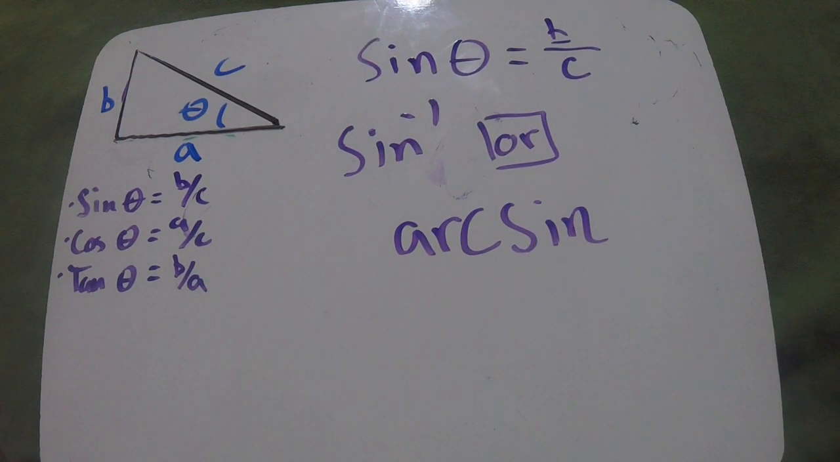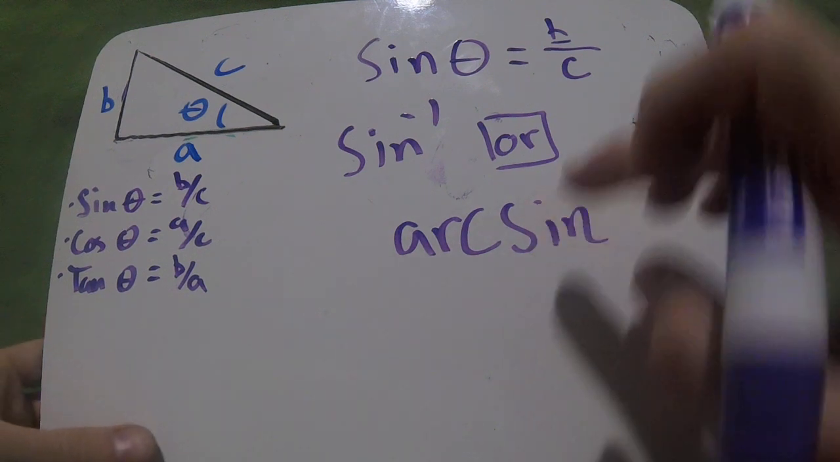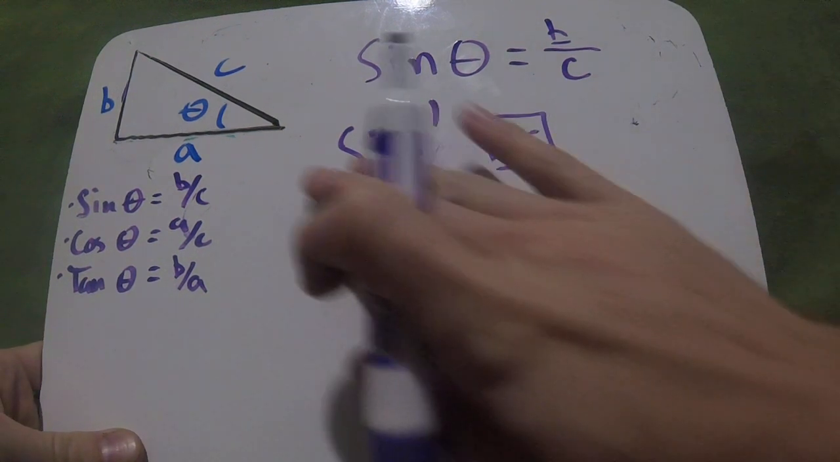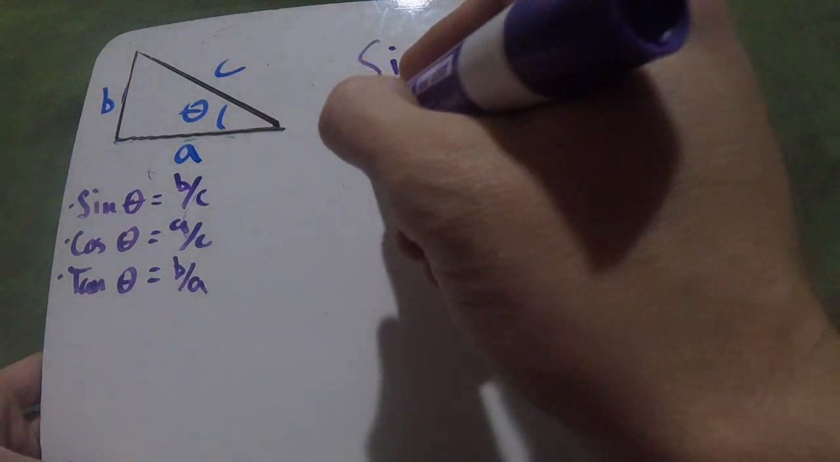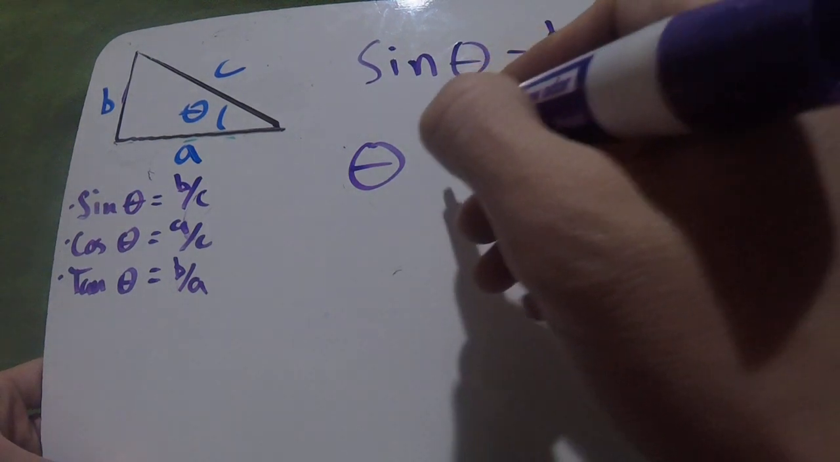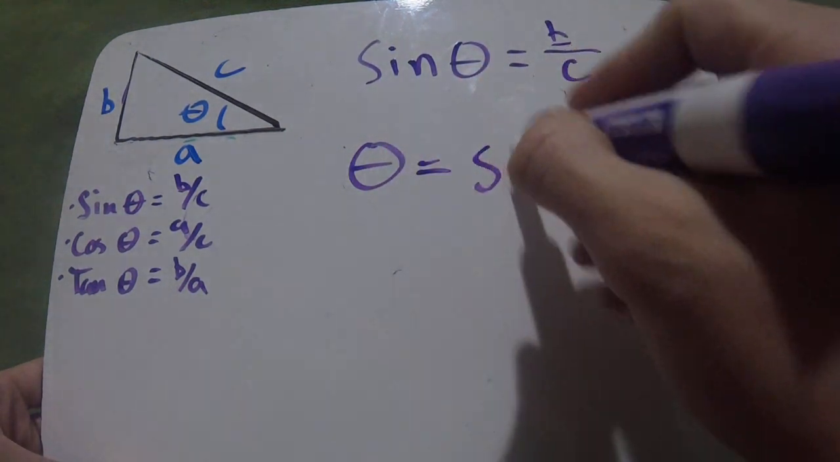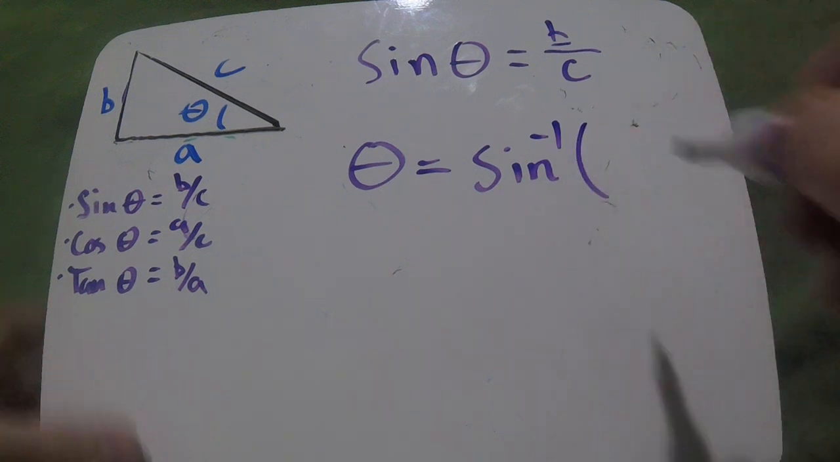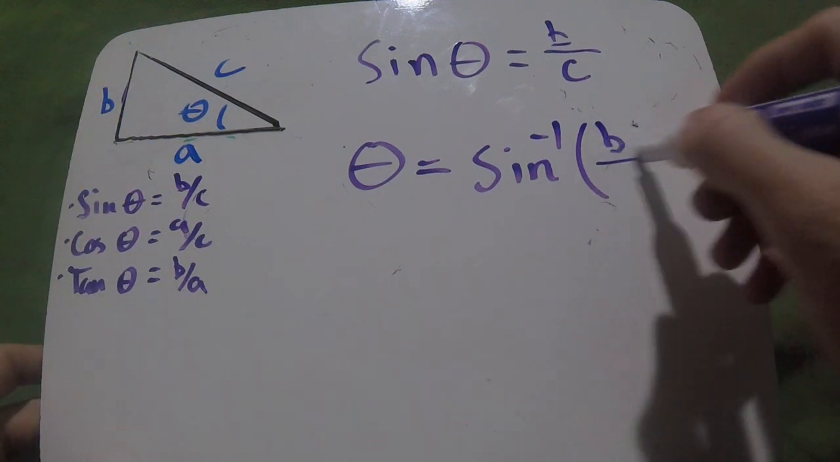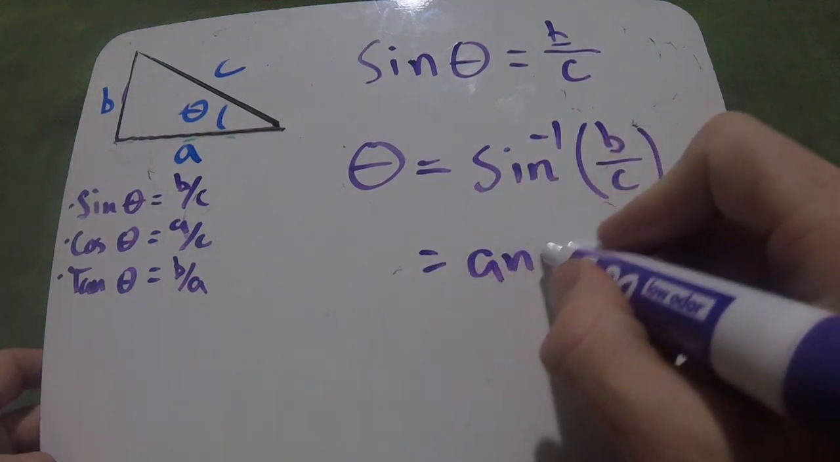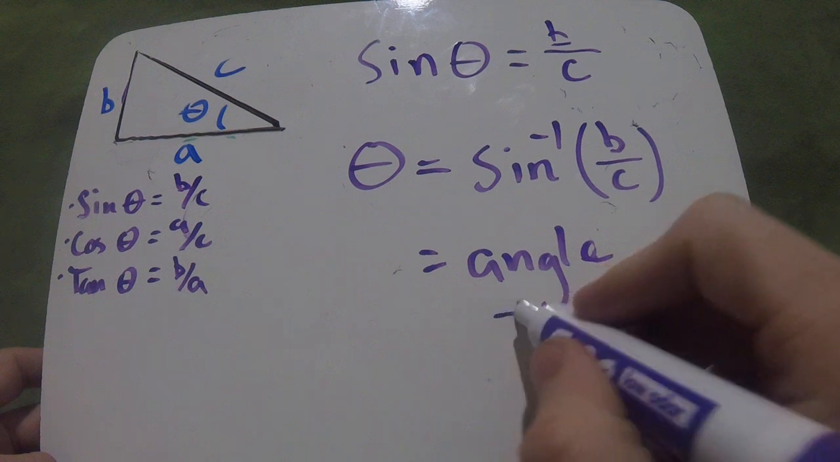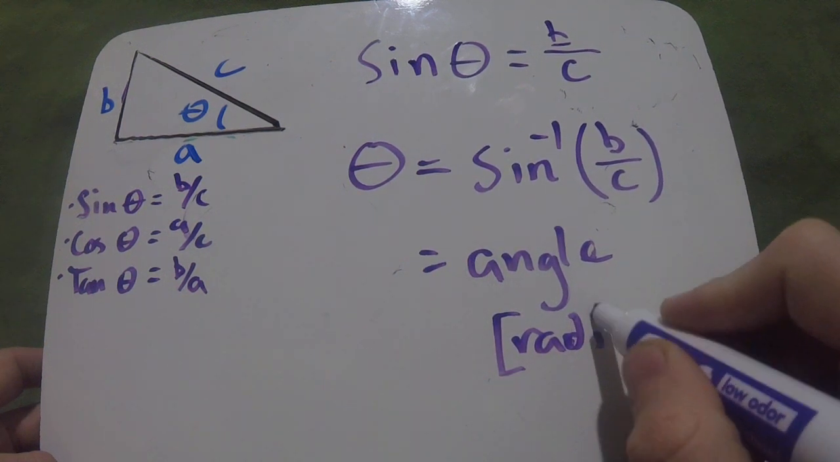Now the argument for the arc sine and the sine inverse function is going to be the same. It's going to be the defining sides, because if it's the inverse, it's that. So if you want to know the angle theta, you can say that it's equal to the arc sine of the two sides that define it, B over C. And this will yield you an angle defined in radians.